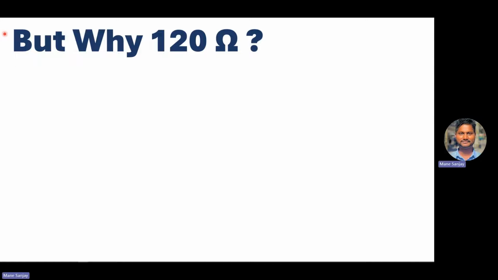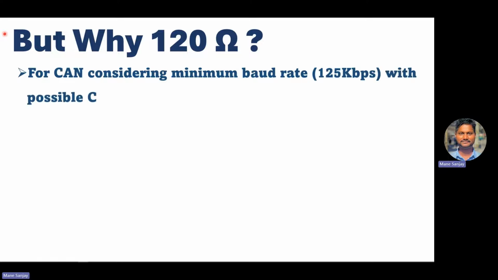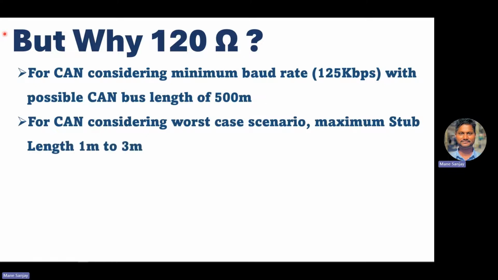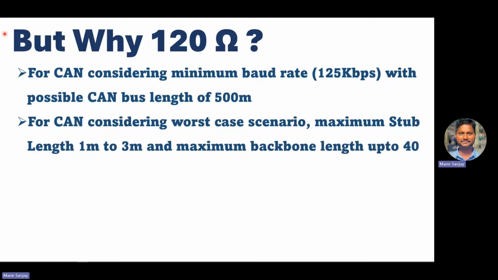So for CAN, let's say we have considered the maximum baud rate. Now talk about the minimum baud rate. If we consider the minimum baud rate, that's 125 kbps, then we will have 500 meter of bus length. Now consider the worst case scenario, the maximum stub length that varies from 1 meter to 3 meter. If we consider 3 meter, and the maximum backbone length up to 40 meter with the baud rate of 1 Mbps. So all these important points, like the material used, the geometry used, the baud rates and the bus length, everything leads towards a derivation of the characteristic impedance.